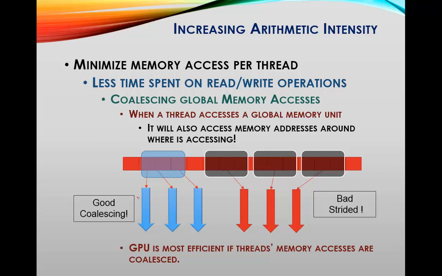Now, another aspect to maximizing your arithmetic intensity, or maximizing your speed, optimizing your parallel process, is minimizing memory accesses per thread. Ideally, we would like to have a lot of operations within each thread, but very few memory accesses within each thread. So we want our program to spend less time on read-write operations and accessing memory units.